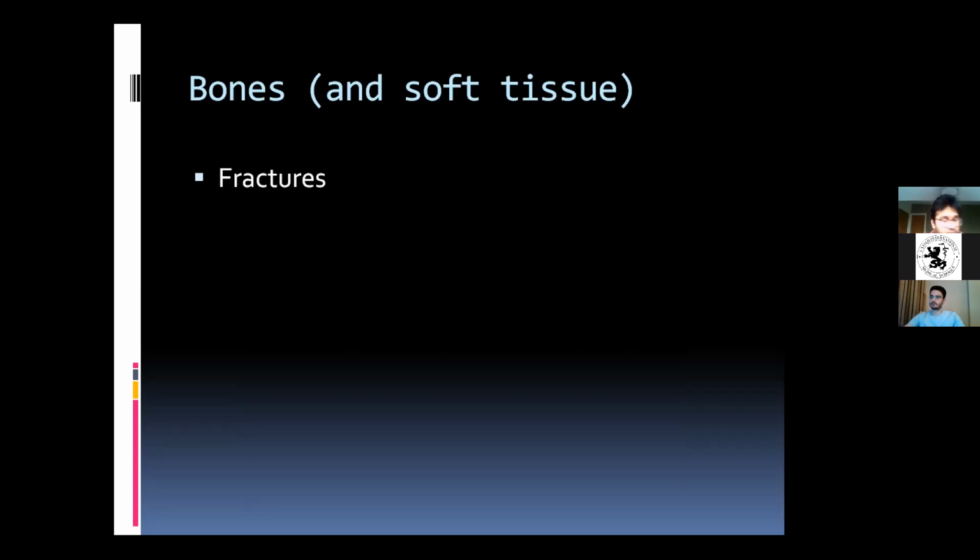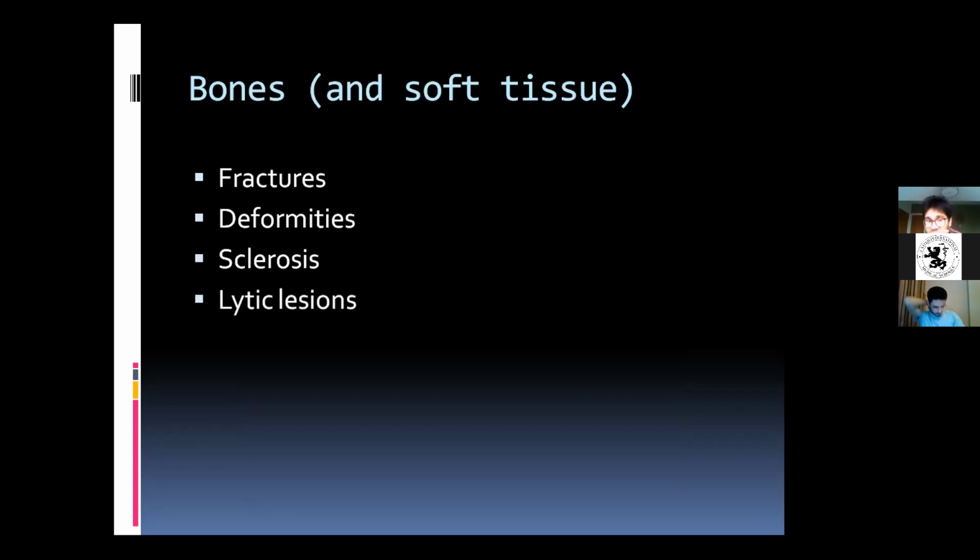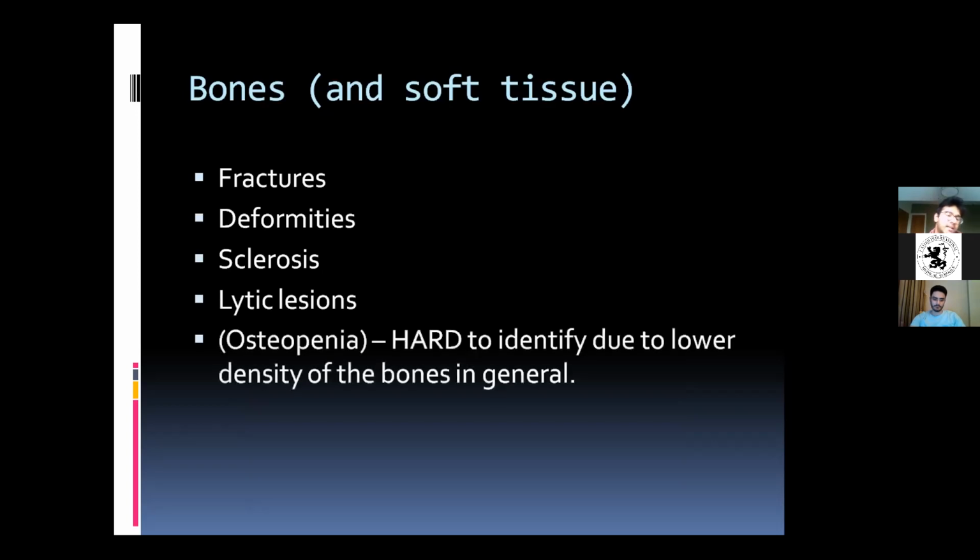So we definitely look at fractures. We look at deformities, okay? We look at sclerosis as well as lytic lesions. By sclerosis and lytic lesions, I mean metastasis, essentially, because metastasis can present as osteoblastic or osteolytic metastasis. And finally, I'm just putting it in there for completeness, osteopenia.